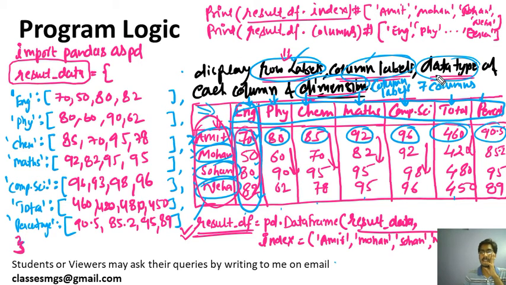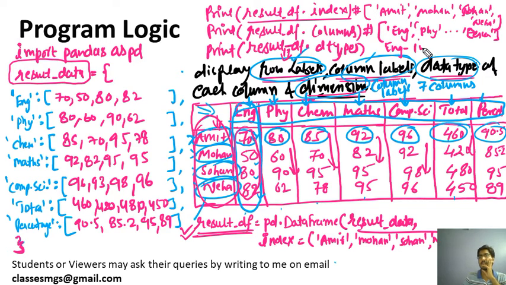If you want to print the data type of each column, then you will write print result_df.dtypes. It will print the column name and their data type. English, then it will read integer; for math, it will print integer, and so on, up to all columns. Okay, and if you want to print the dimension, then you will use this syntax.